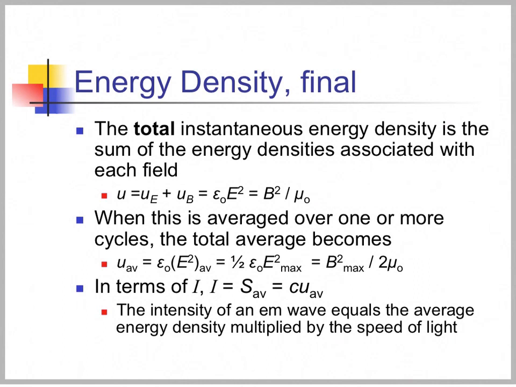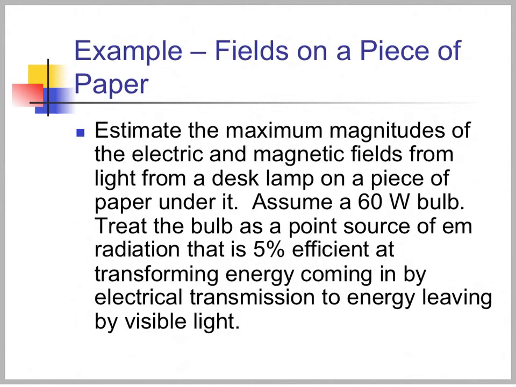So let's look at an example problem. Let's estimate the maximum magnitudes of electric and magnetic fields from the light from a desk lamp on a piece of paper underneath it. So let's assume we have a 60 watt light bulb. We're going to treat the bulb as a point source of electromagnetic radiation that's 5% efficient at transforming energy coming in by electrical transmission to energy leaving by visible light. There are other forms of energy that are coming off. We're just going to look at the visible light that's coming off.